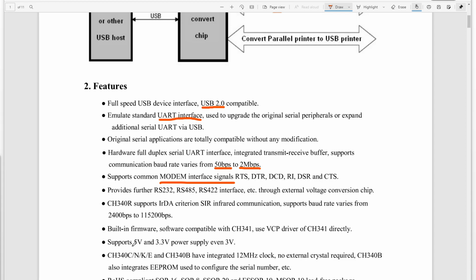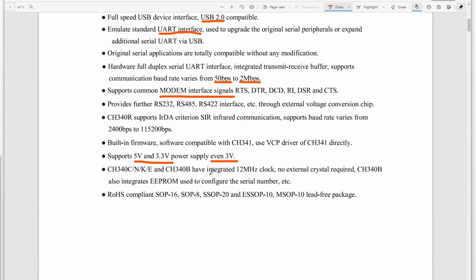Take a look at the supported voltage. It's from 5 volt to 3.3 and even 3 volt, okay? And the most important thing is this one: it integrates a 12 MHz clock inside the chip. And it has this package, which means it's very friendly for soldering.